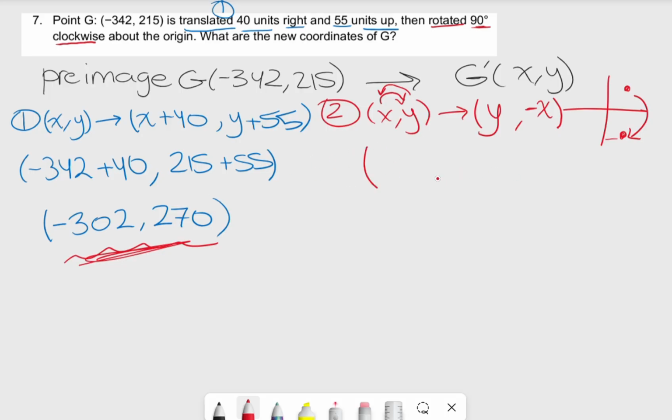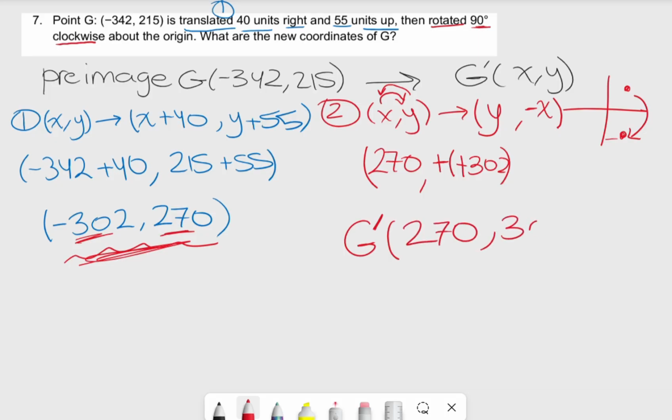I'm going to do that by first putting the negative over here, and then I'm going to switch the points just like I did in the rule. So this guy right here, which is the Y, is going to turn into the X, and this guy who was the X is going to come over here and going to be turned into the Y. Now you have two negatives, a negative and a negative becomes a positive. Find the final answer, which is the image of G, 270, 302.